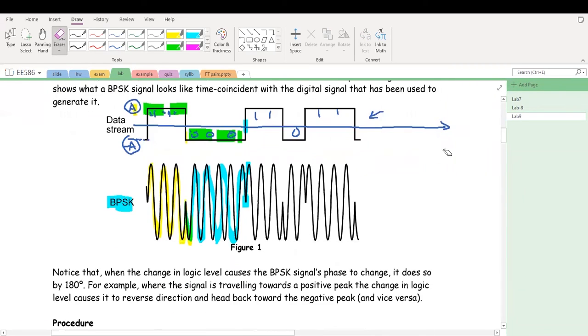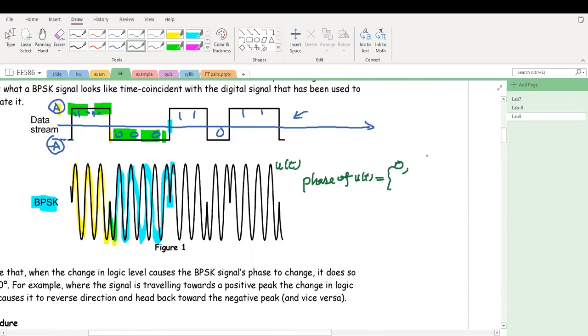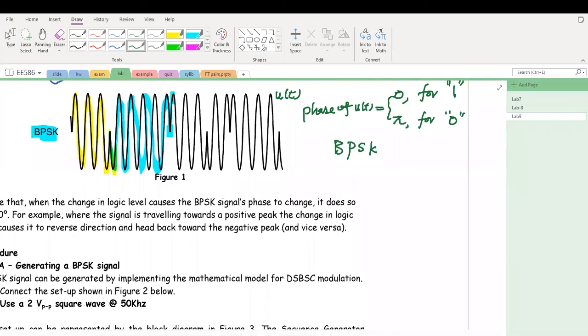In other words, if we call this u(t), the phase of u(t) equals 0 for digital 1, where I write digital 1 in quotation marks, and pi for digital 0. So this is BPSK. And this is a high frequency signal. It can be transmitted through the antenna now.